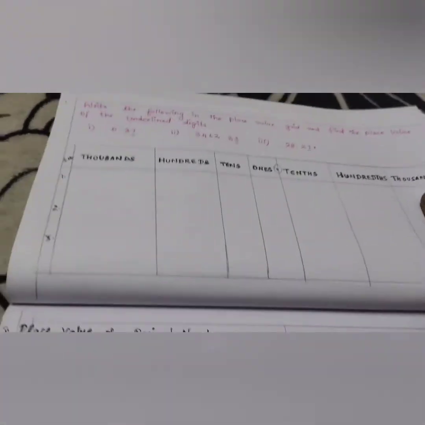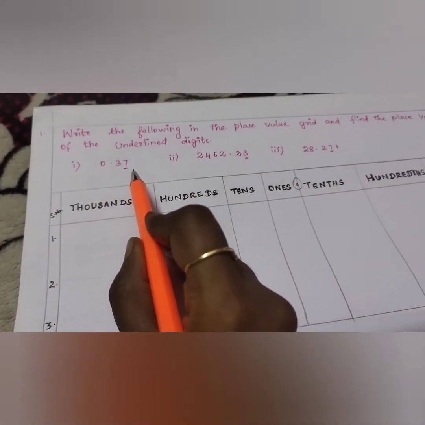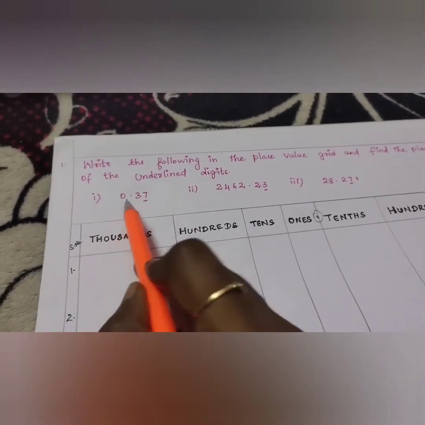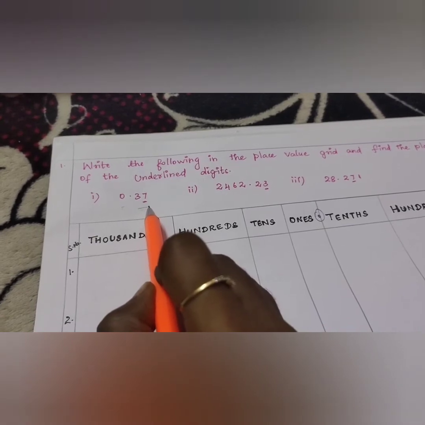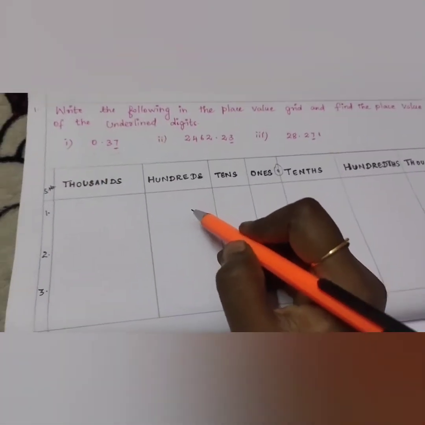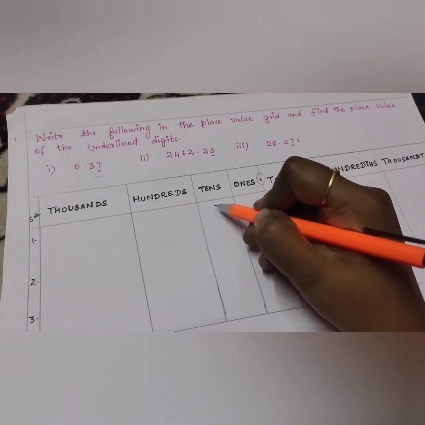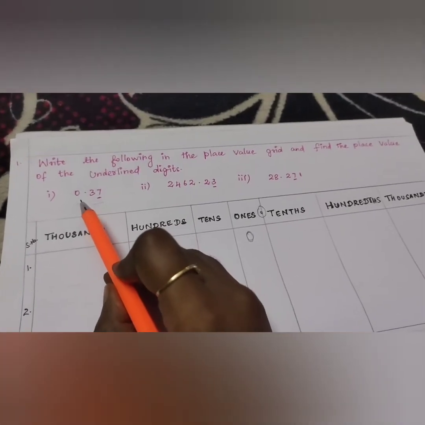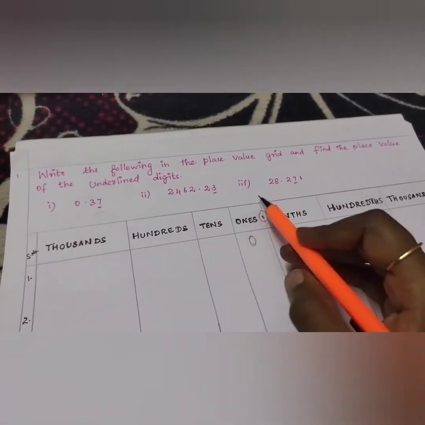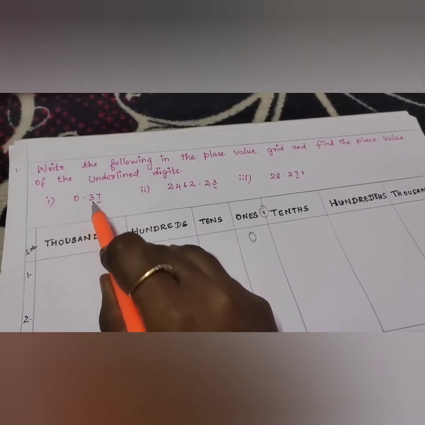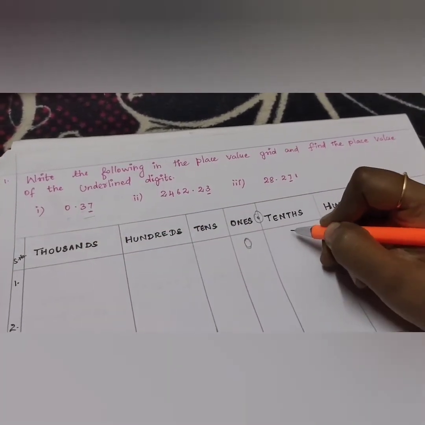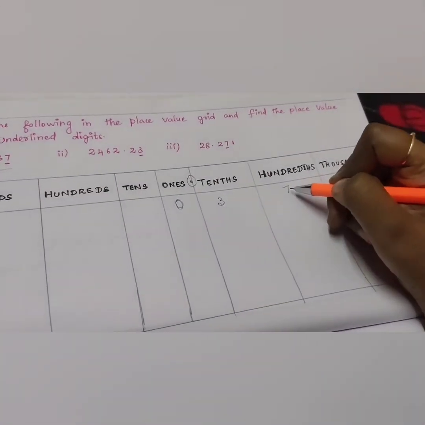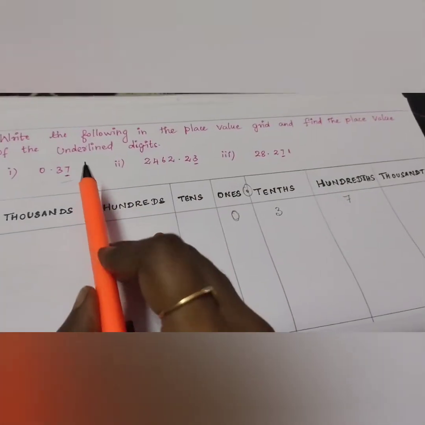So my first question is 0.37. See, among the given number, this is our whole part, this is our decimal part. Okay, here we have to place 0 in the ones place. Why? Because the whole part contains only one number and that is 0. See, after the point, the first digit we call tens. So 3. Next, hundreds. 7.